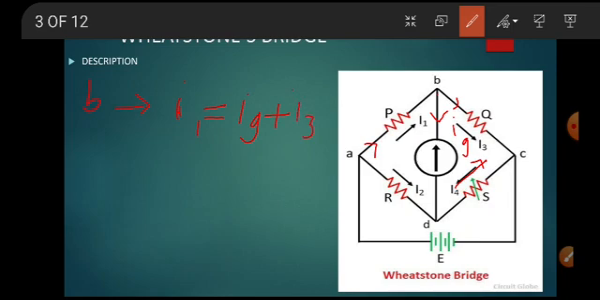And at junction D, Ig is coming in, I2 is coming in, I4 is going out. So I2 plus Ig equals I4. So consider these are the two equations we got, with the two currents I1 and I2.